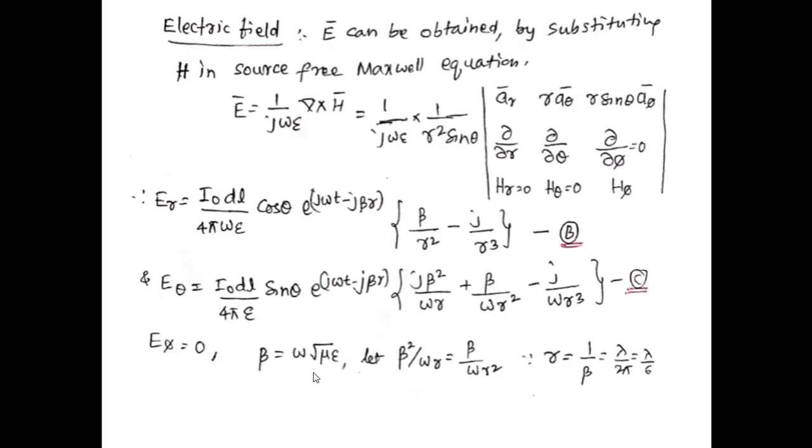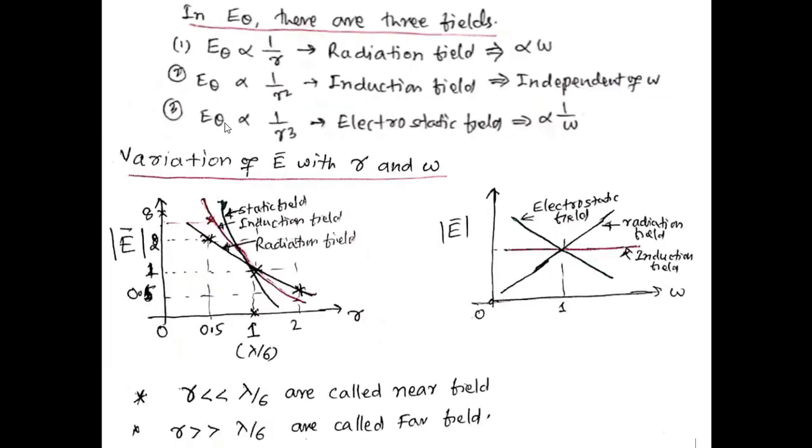But E_φ is equal to 0, and we know that β is equal to ω under root of με. So from equation number C, we compare these two terms, making them equal. We get r is equal to 1 by β, and β is equal to 2π by λ, therefore this is λ by 2π. 2 into π is approximately 6, and we get λ by 6. In E_θ, there are three fields.